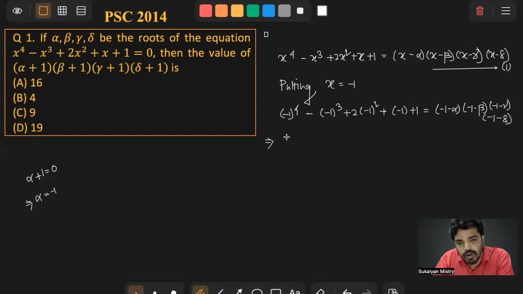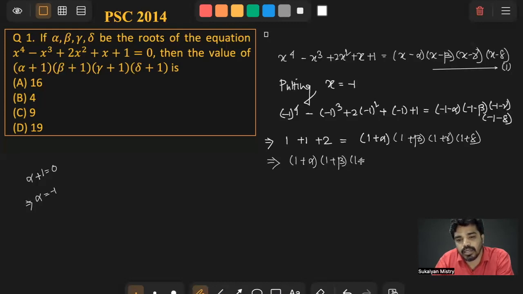So this implies 1 plus 1 plus 2 plus 1 minus 1, cancel out. Okay, so that is equal to just taking minus sign common from each factor. So what do we get? So 1 plus alpha. From here taking minus sign common, minus a plus, plus a minus, a minus, minus a plus. Okay, so that will be plus. So 1 plus alpha into 1 plus beta into 1 plus gamma into 1 plus delta. So 1 plus 1, 2 plus 2, that is 4. So you get 1 plus alpha into 1 plus beta into 1 plus gamma into 1 plus delta, that is equal to 4.